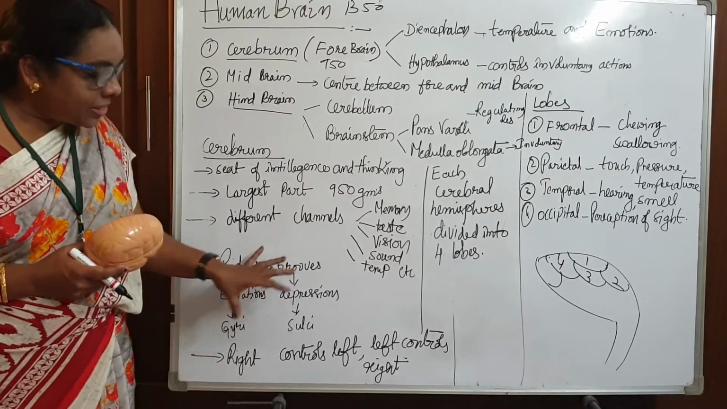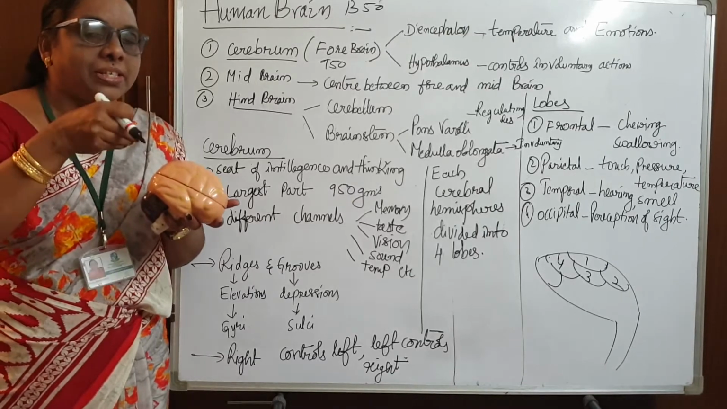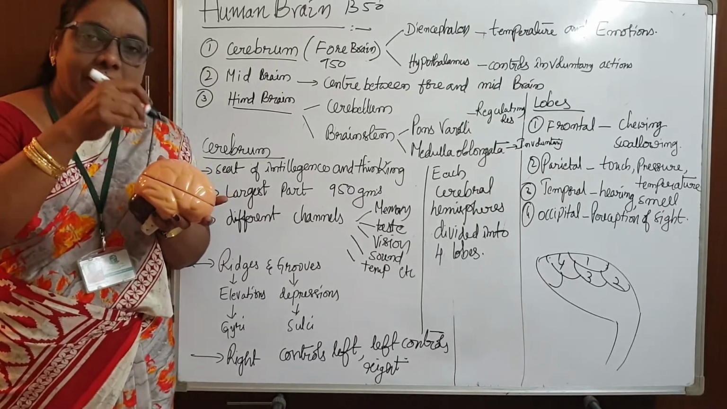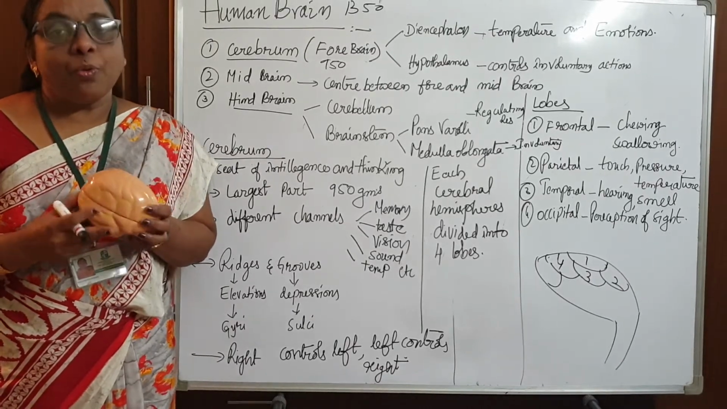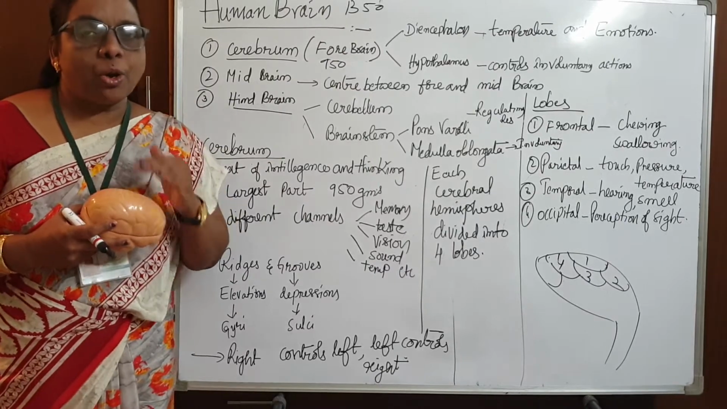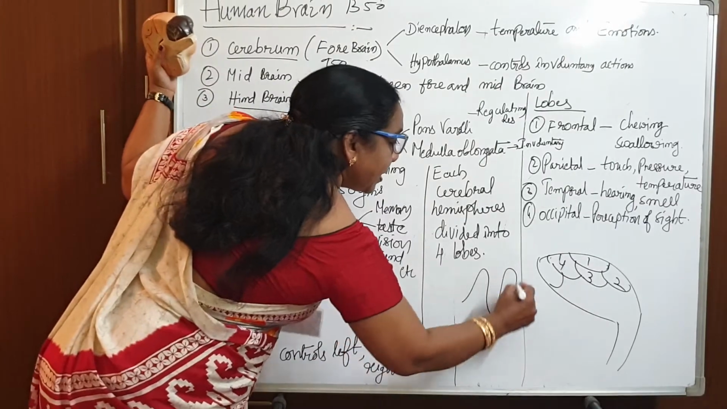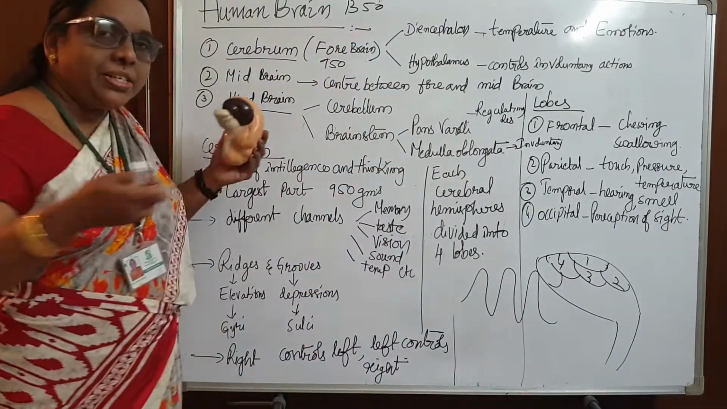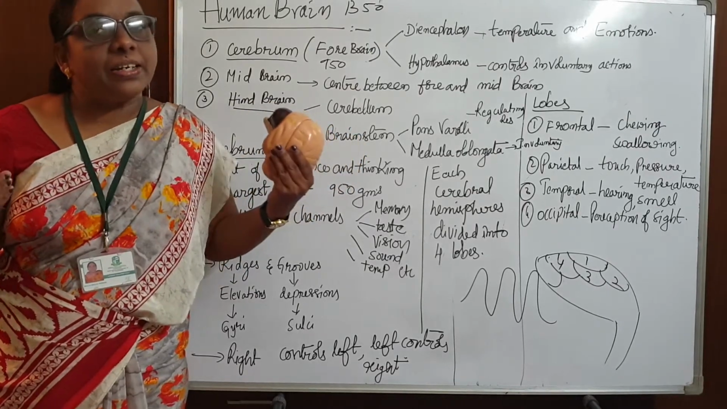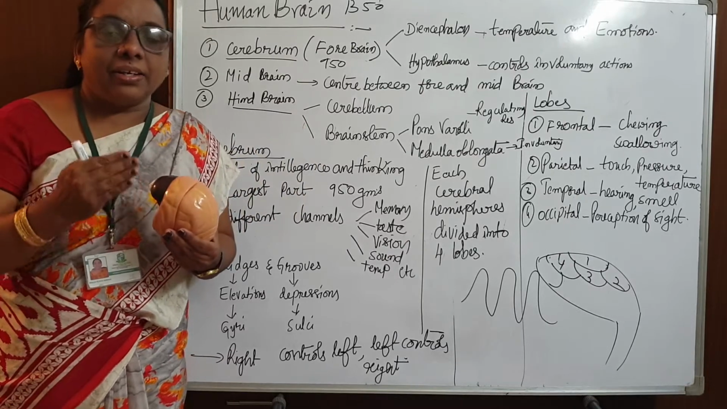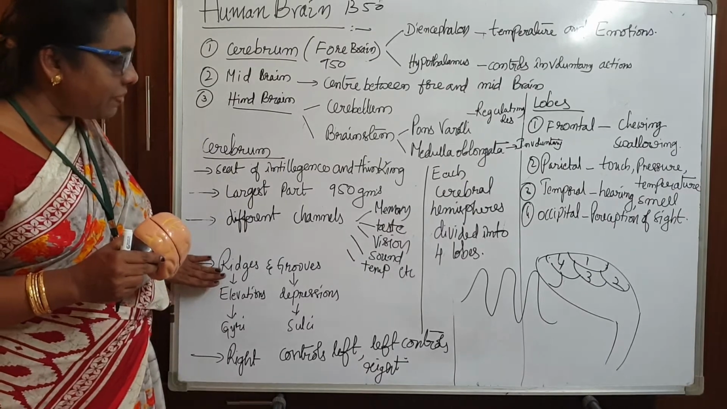These are deep depressions, just like a line. What is their main function? They accommodate more space. When you stretch them, they are stretchable, so the length increases. The surface area increases, so they can accommodate more space for the nerve cells. That is the function of the ridges and the grooves.